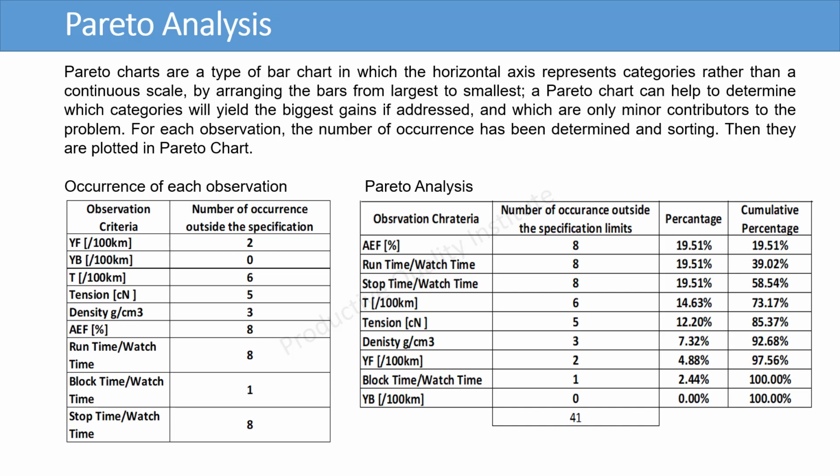For each observation, the number of occurrences has been determined by sorting. Then, they have been plotted in a Pareto chart. The first table shows occurrence of each observation. The second table shows the Pareto analysis, including the percentage and cumulative percentage after sorting the observation criteria according to the percentage.